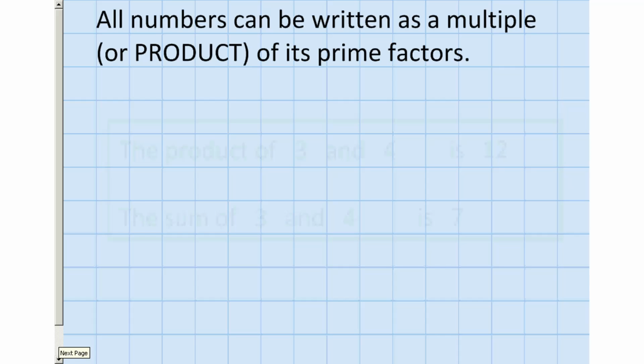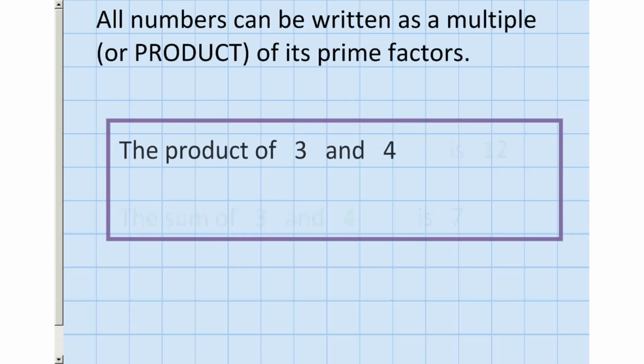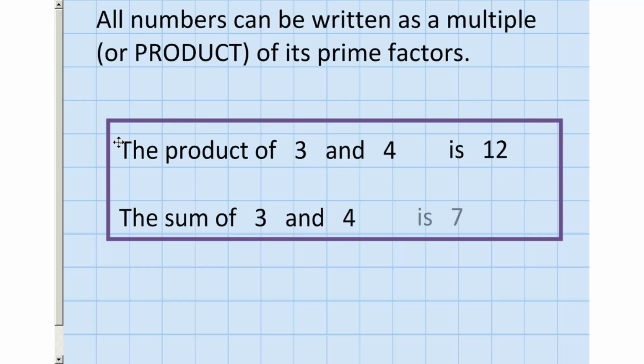Now, I just want to touch on the word product. Did sum in the last video. The product of, say, two numbers 3 and 4 is what you get when you multiply them together. So the product of 3 and 4 is 3 times 4, which is 12. And the sum of 3 and 4 is what you get when you add them, which is obviously 7.